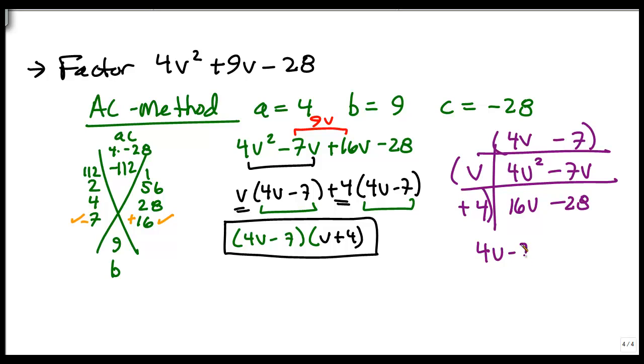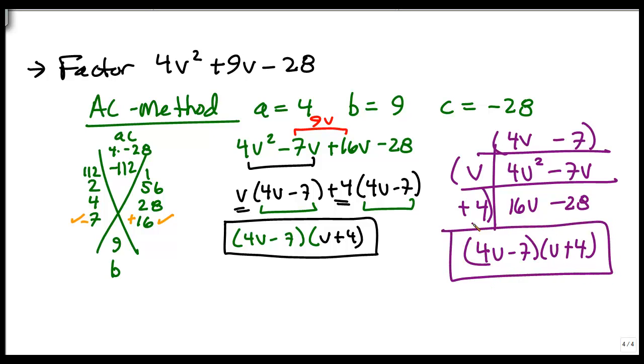Well, let's go ahead and double check before we move on. And here we have v times 4v is 4v squared. V times negative 7 is a negative 7v. 4 times 4v is 16v. 4 times negative 7 is negative 28. So this checks. And I don't have to FOIL it out because it checks within the box.